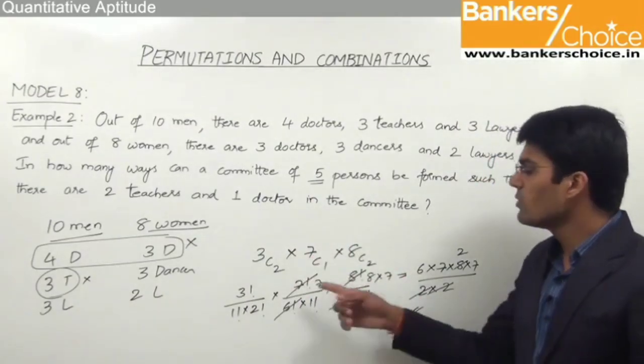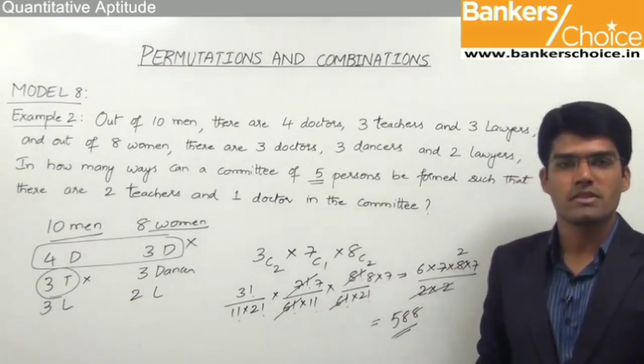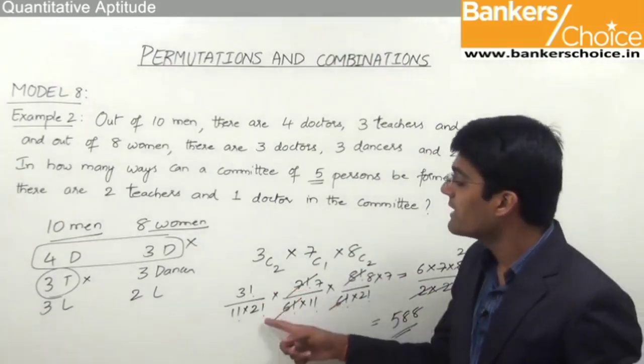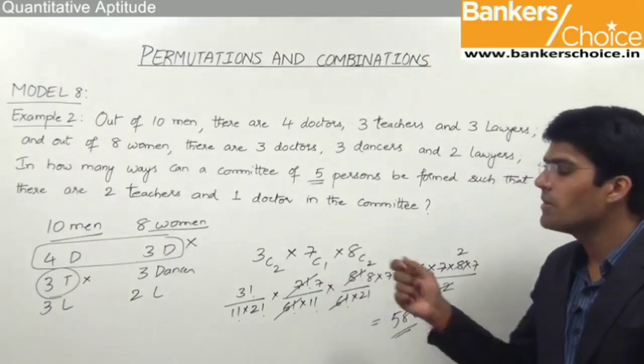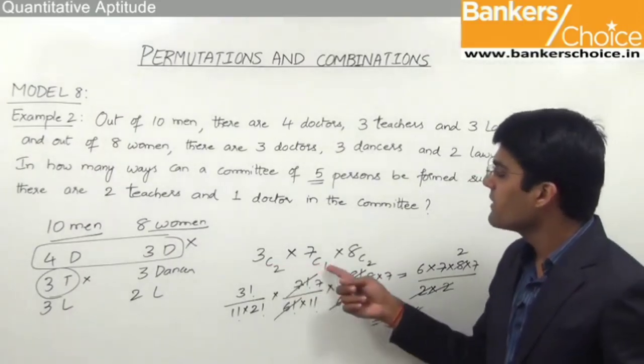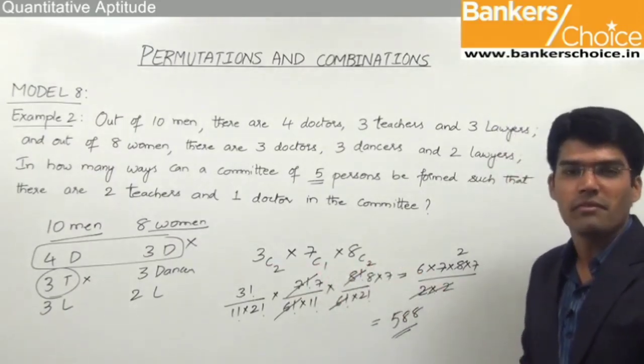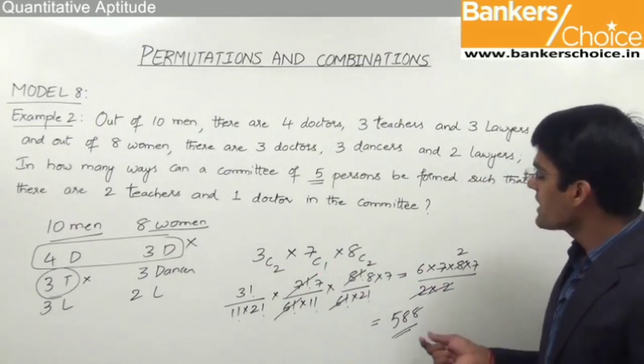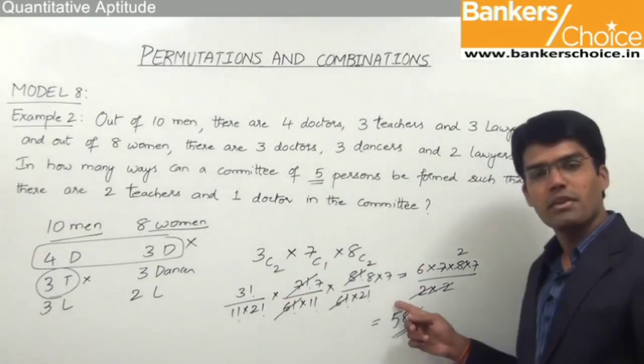But remember, before you do the simplification, just throw a glance at the options. Why? Because in some cases, options are given directly in terms of factorials, so there we need not simplify. Or sometimes options are given in terms of nCr, so there again, simplification is not required. Only when the options are given in actual number of ways, we need to do the simplification and get the required answer.